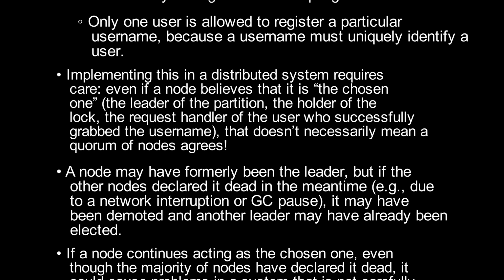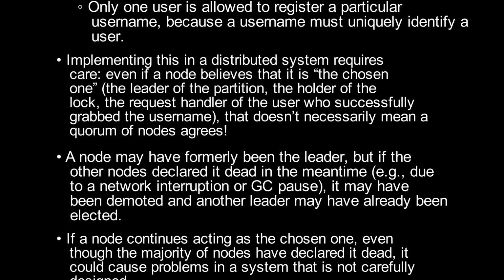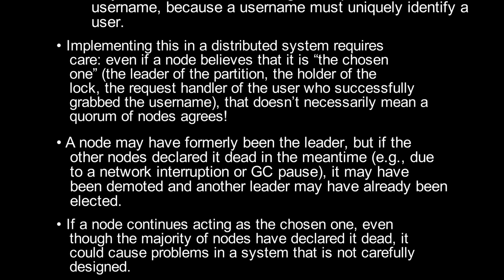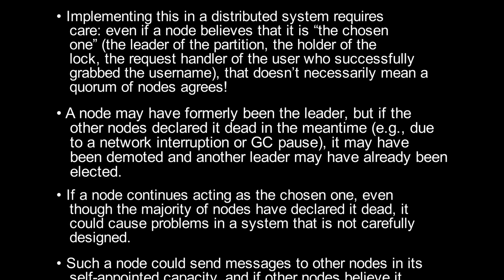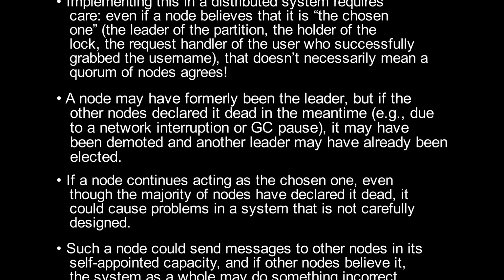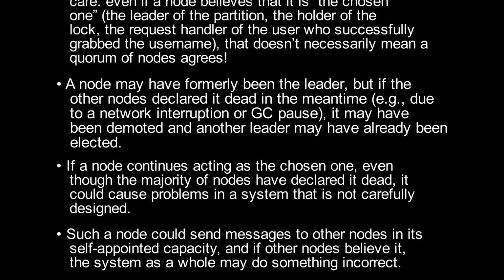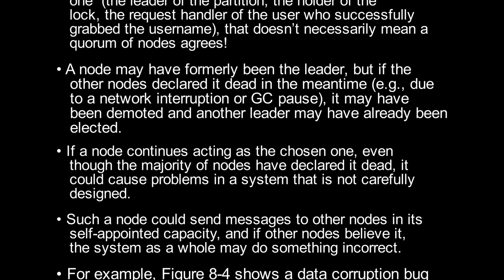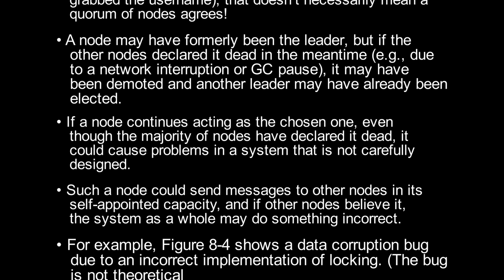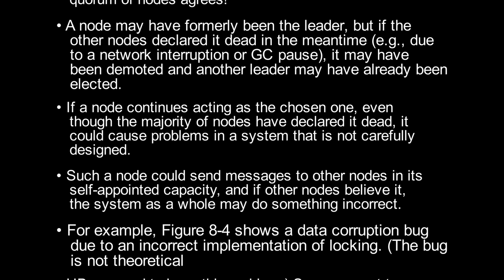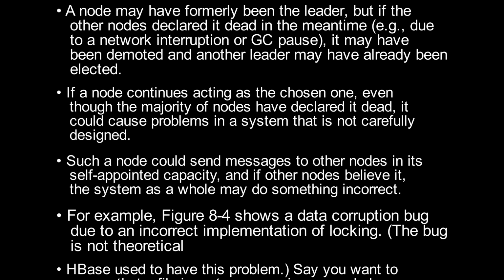A node may have formally been the leader, but if the other nodes declared it dead in the meantime, for example due to a network interruption or GC pause, it may have been demoted and another leader may have already been elected. If a node continues acting as the chosen one, even though the majority of nodes have declared it dead, it could cause problems in a system that is not carefully designed. Such a node could send messages to other nodes in its self-appointed capacity, and if other nodes believe it, the system as a whole may do something incorrect.